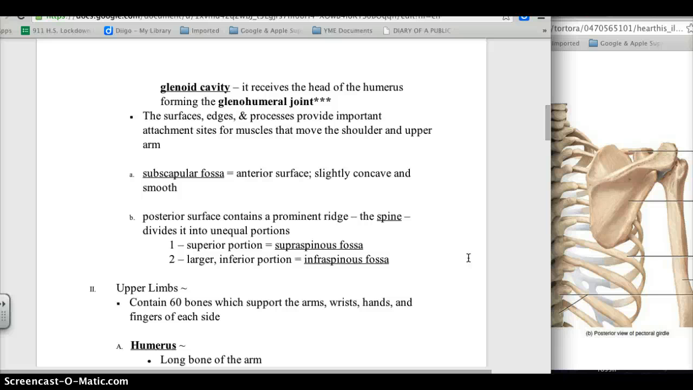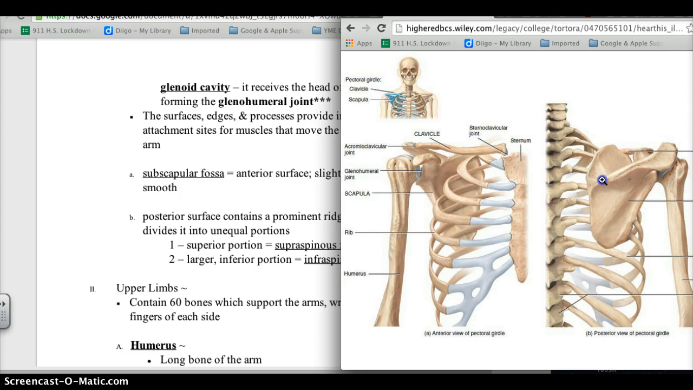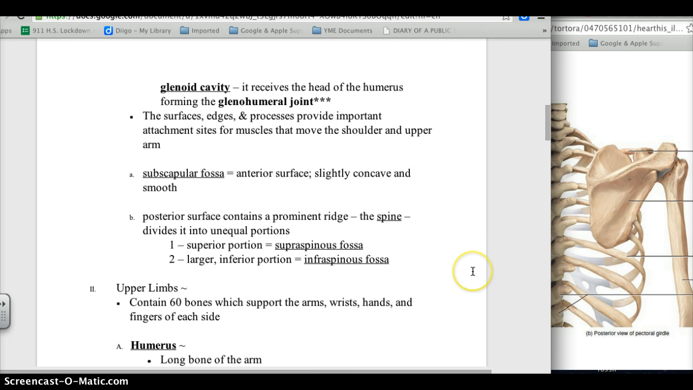Other features that we're going to talk about, and you'll see when you look at the scapula, would be the subscapular fossa. And again, think about breaking that word down. What is a fossa? It's going to be a slightly indented depression. And then when you start looking at the spine, look at that spine right there. That divides your scapula into two portions, the supraspinous and infraspinous fossa. So again, they're slight depressions above and below the spine.